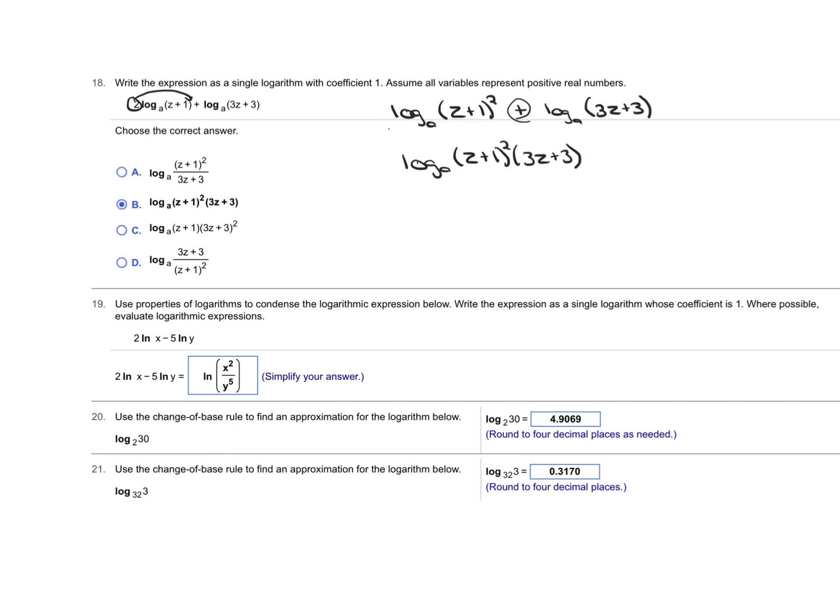Number 19, the laws for logs work for natural logs also. So these are exponents. So now I have the natural log of x squared minus the natural log of y to the fifth. Subtracting gets rewritten as division, so it's the natural log of x squared over y to the fifth.